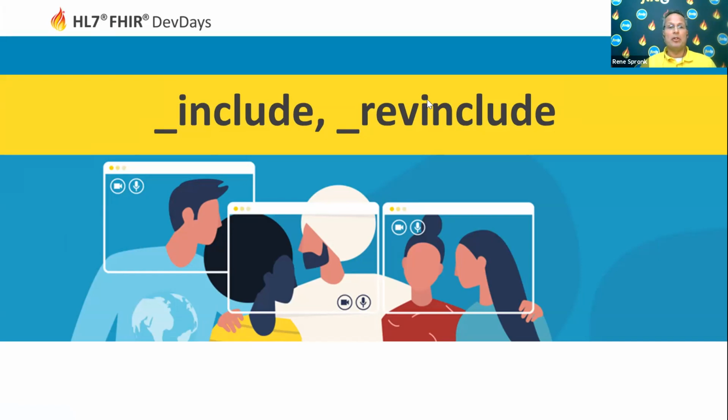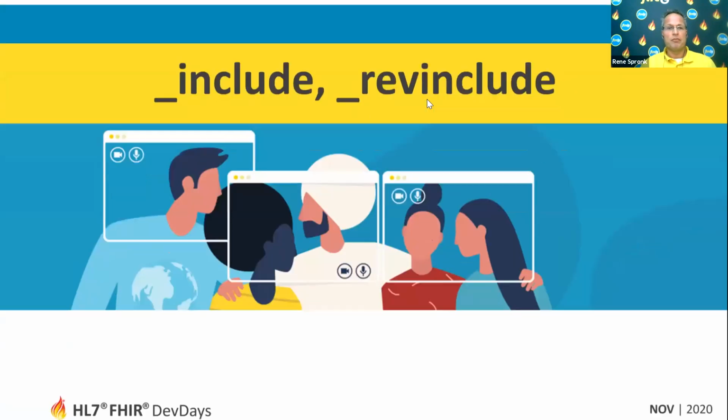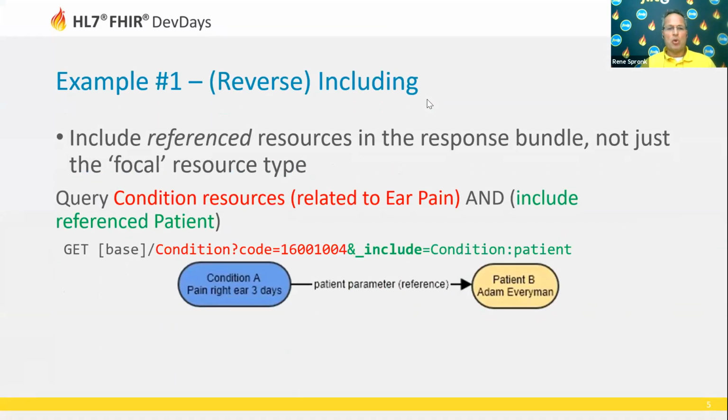Anyway, let's focus on include and revinclude here. As always, I will recommend, and you will see this in the summary at the end, that when you have some sort of search that you want to have satisfied, you first look at what reference parameters you actually have between the resource types in question. In this case, if my search is going to be to query for condition resources related to ear pain and include all of the referenced patients that have that ear pain in my response bundle, then obviously this search is about two different resource types.